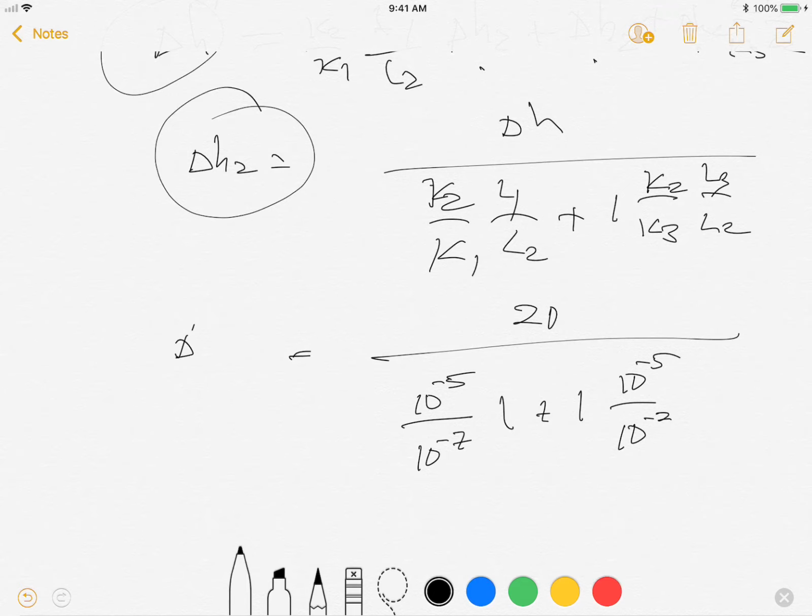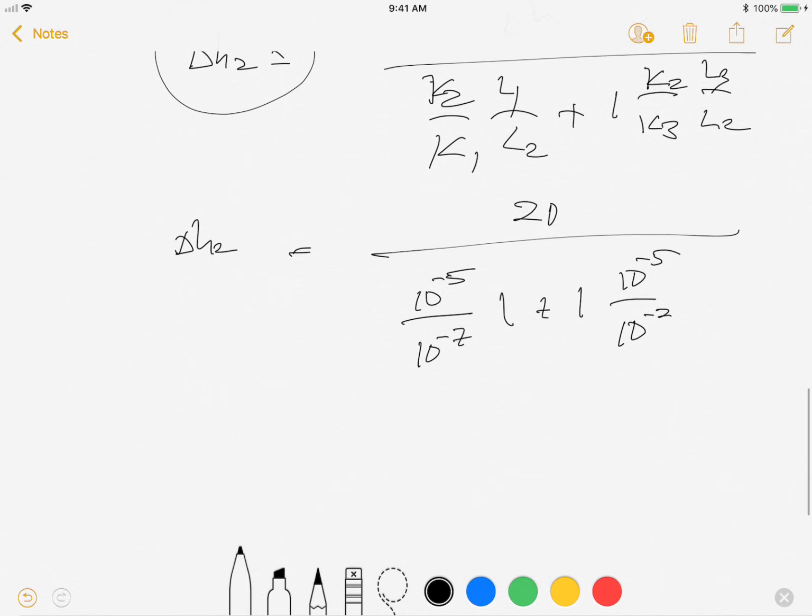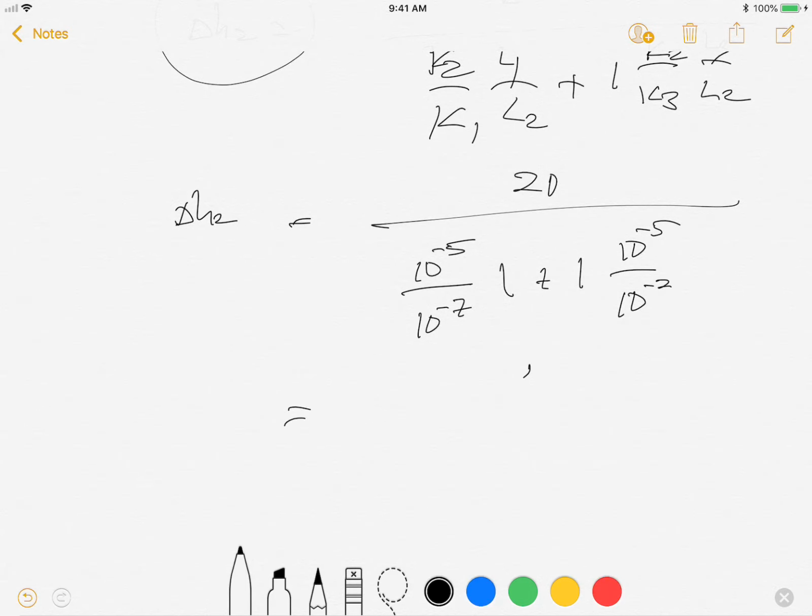Well, this is delta H2. And so delta H2 is going to be 20. And so this is negative 5 divided by 10 to the minus 7. And essentially what that's going to be is this is 2 orders of magnitude difference. And so that's going to be 100. This is 1. And then we've got 10 to the minus 5 divided by 10 to the minus 2. And so the difference between those two is 3 orders of magnitude. So that's 10 to the minus 3.